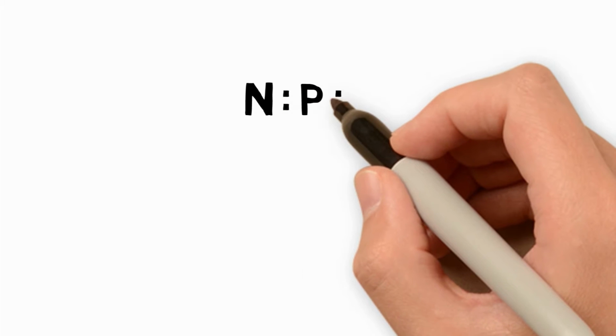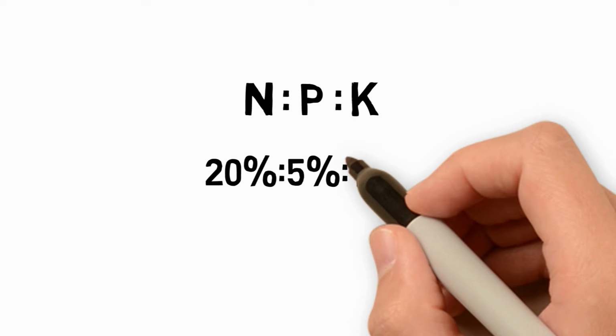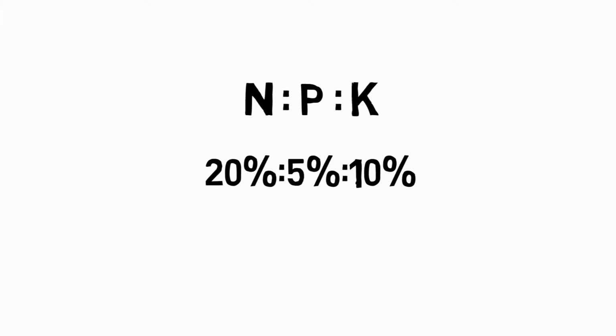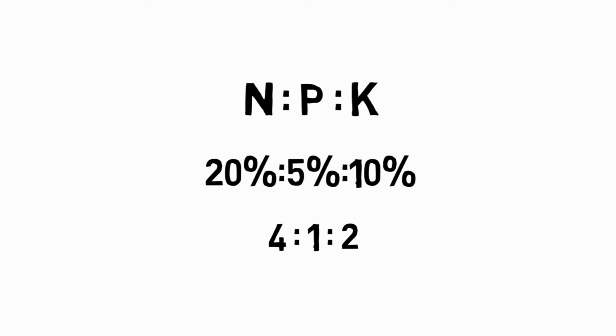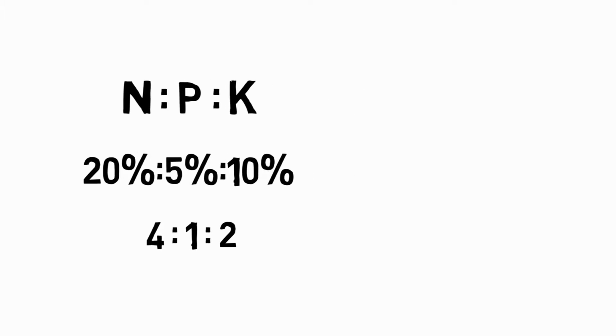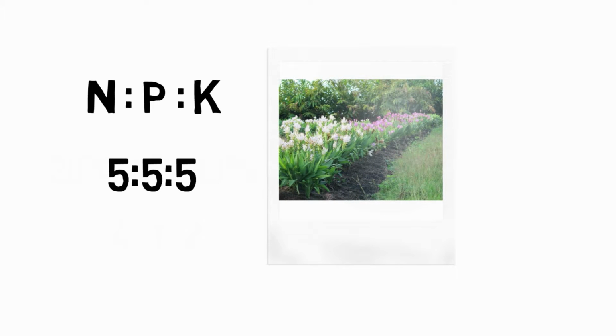The ratio of these three elements is usually listed on the fertilizer label in one of two ways, either as a percentage or as a proportion. For example, 20% N to 5% P to 10% K can be listed by percentages or reduced to its proportions 4 to 1 to 2. The ratio of NPK in a fertilizer can be balanced, or it can favour one element over another. An example of a balanced ratio would be 5 to 5 to 5.